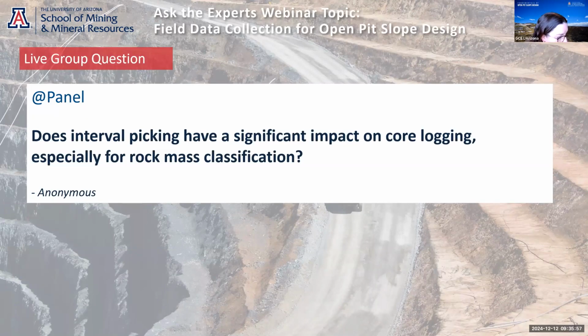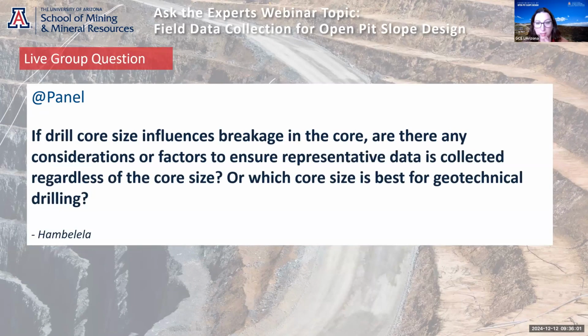All right, so another from the live group on drill core size influences. If drill core size influences breakage in the core, are there any considerations or factors to ensure representative data is collected regardless of the core size? Or if you'd like to comment on which core size is best for geotechnical drilling. And again, I'll invite anyone in the panel to start.